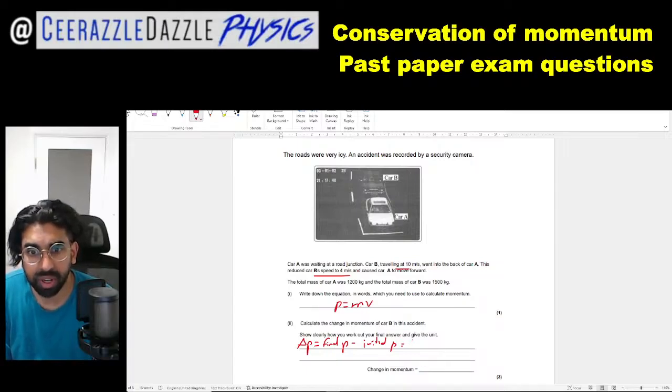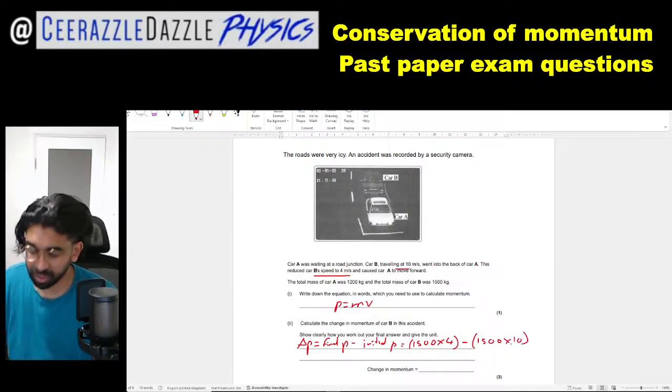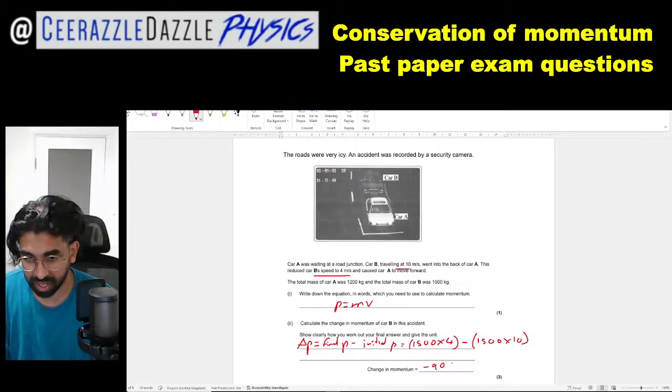So the mass of car B still remains 1500, so that's the mass times the final velocity 4. Good, that's the final momentum, minus the initial momentum, which is 1500, the mass again, times 10. So the change in momentum is going to be 1500 times 4 minus 1500 times 10. My answer is going to be minus 9,000.